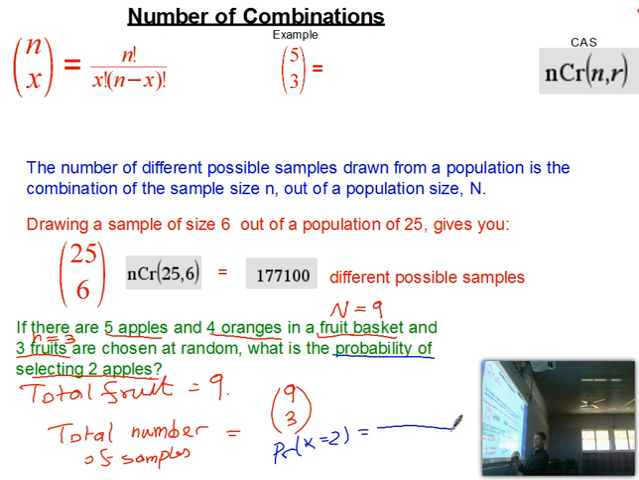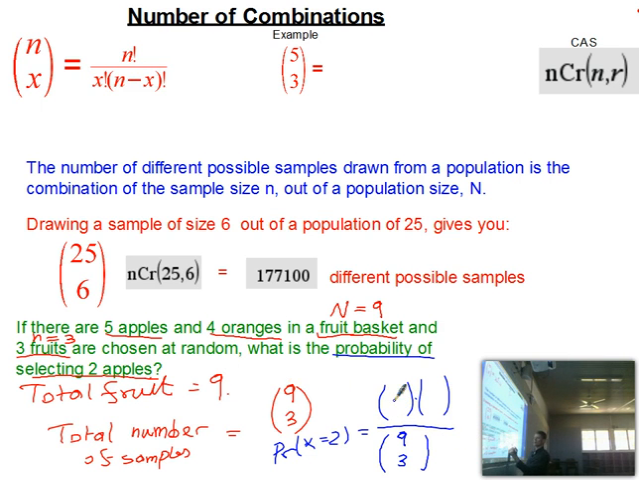We have a total number of samples altogether. Well, the total number is what we're going to be dividing by in our proportion. This is like our sample space. So we've got a combination of 9 and 3. Okay, 3 into 9. So then let's consider the other combinations here.